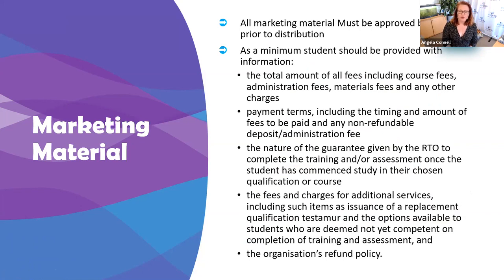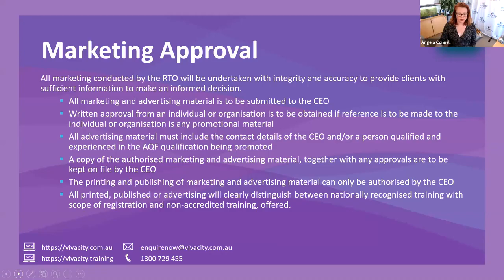As a minimum, you need to ensure that your marketing material includes an outline of the course, the units that are included, as well as all your fees that are involved within the course. So that includes course fees, administration fees, and even you may have material fees that need to be in place. You also need to have in place terms and conditions of enrollment, including refund fees, cooling off period, and a nature of a guarantee that you will complete the training once commenced, and the fees and charges for any additional services that you may have. So it needs to be really clear on your marketing that you have all of these.